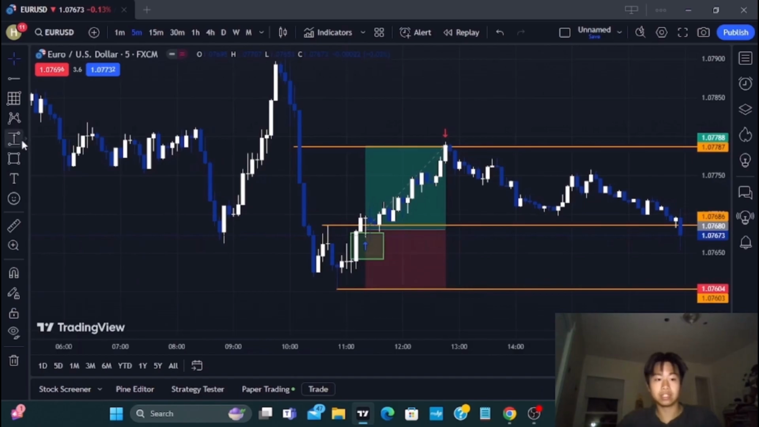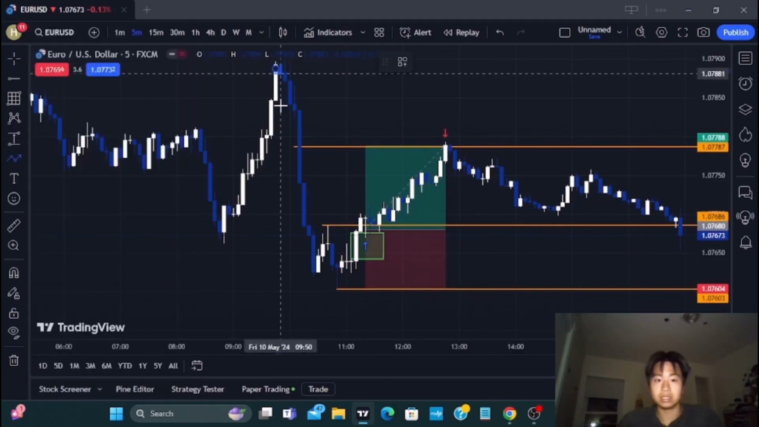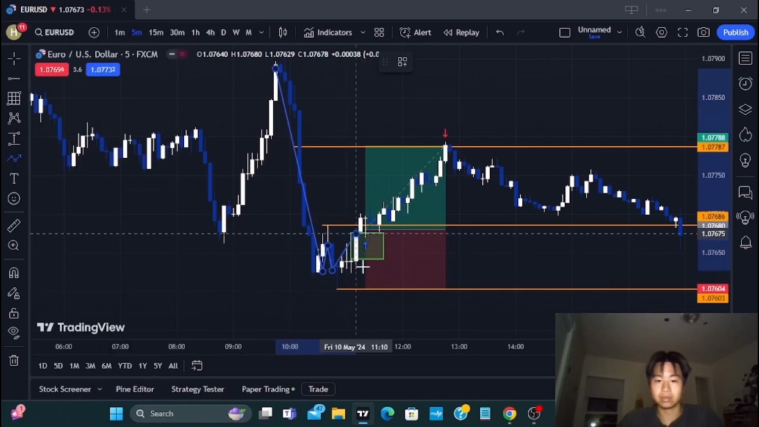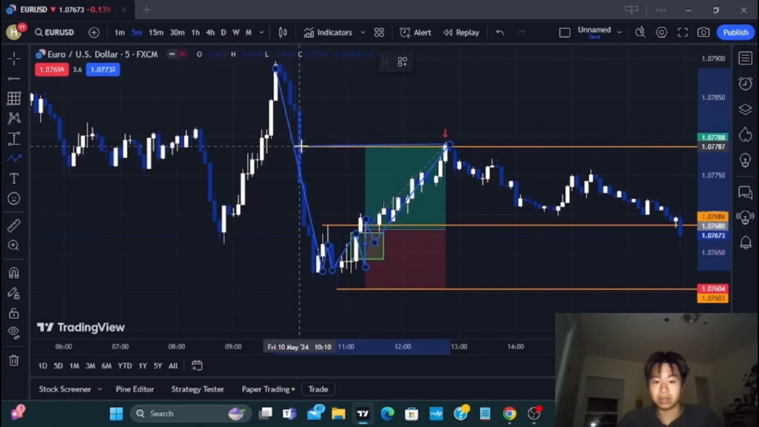And if I draw it out with a path indicator, if I can find it, you see this liquidity void created. It starts to accumulate, goes up, trades down into the fair value gap, and then trades higher to fill in the equilibrium of this candle created at 10:10.